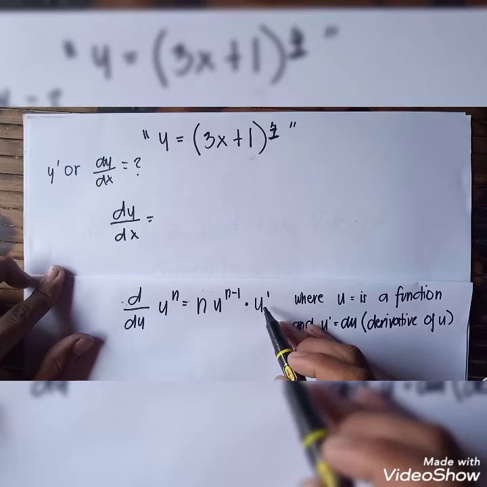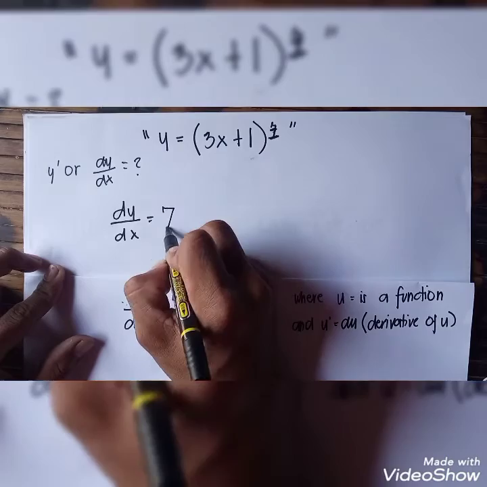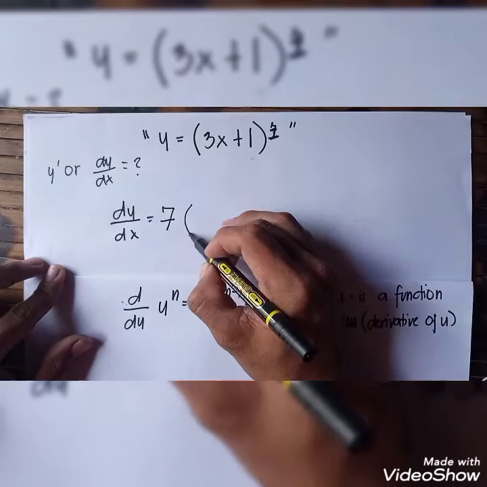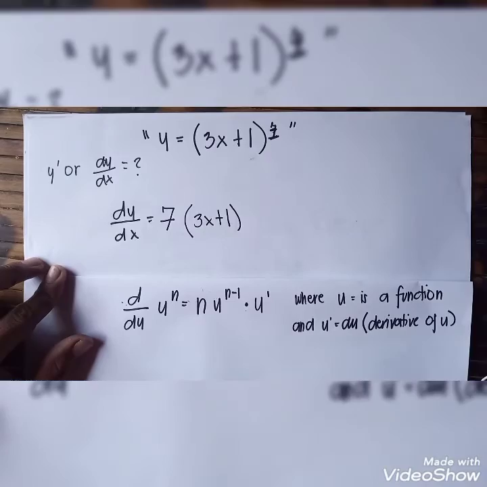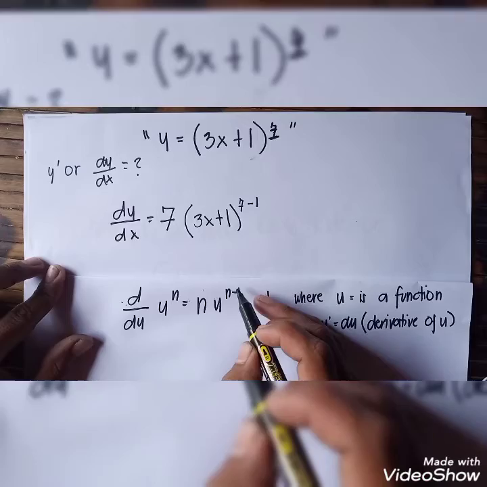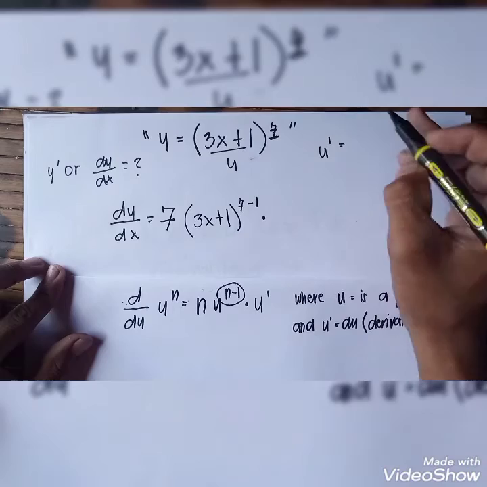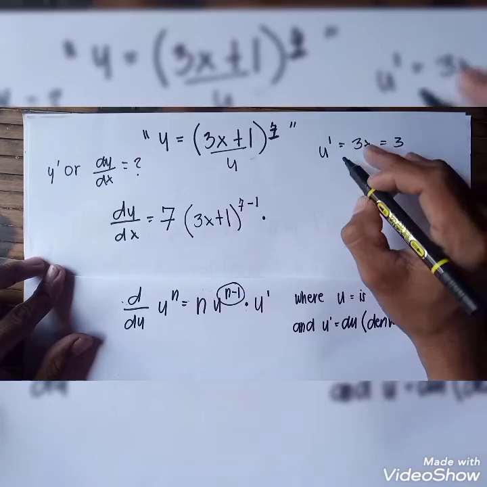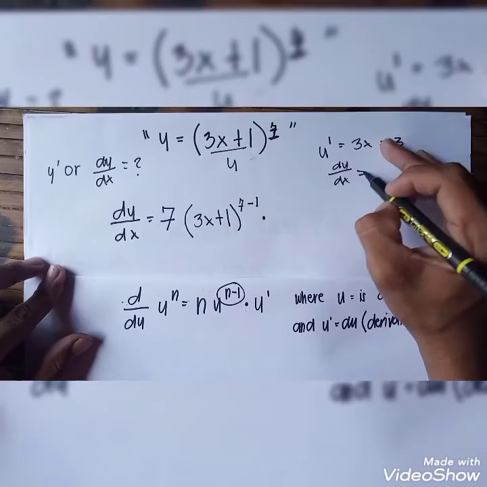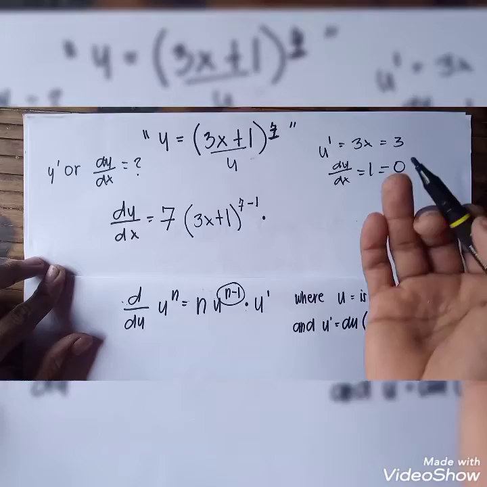So we bring the 7 exponent here as our n, multiplied by u, which is 3x plus 1, raised to 7, our exponent, minus 1, multiplied by u prime. This is our u, and its u prime is equal to the derivative of 3x, which is 3, plus the derivative of 1, which is 0. So 3 plus 0 is equal to 3.